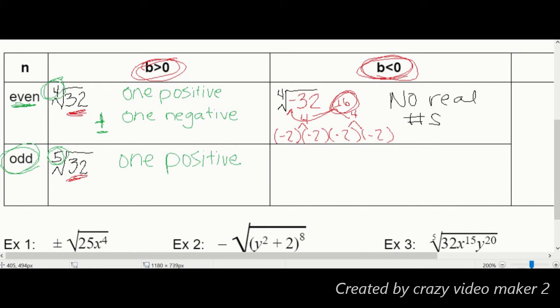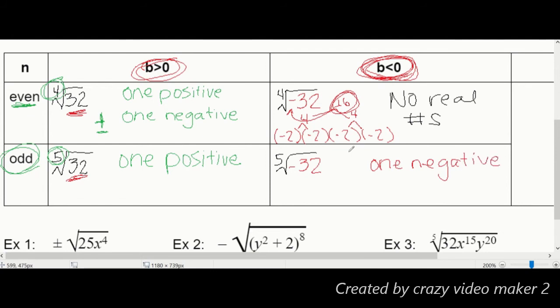Then on the other side, over here, if this time we have b is less than 0, so if we have the fifth root of negative 32, so this time our b is less than 0, so it's that negative number. This means we're going to get 1 negative as our answer.